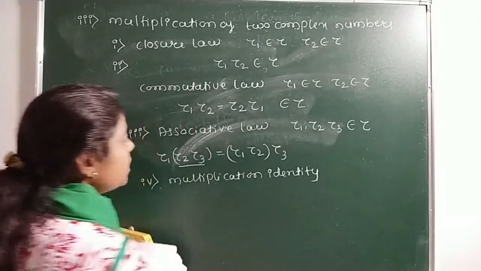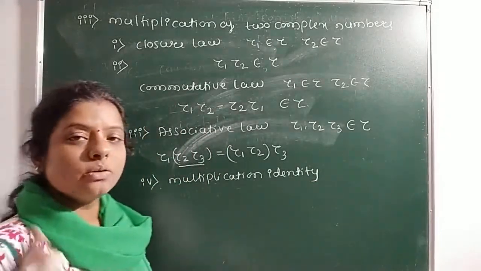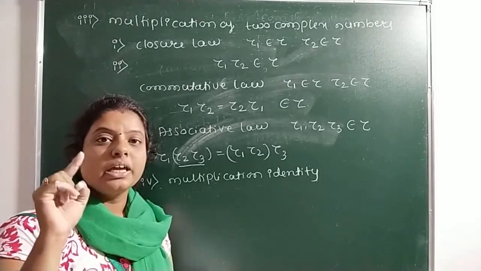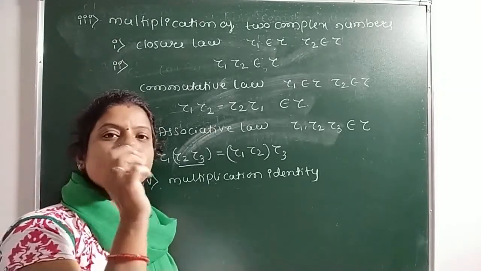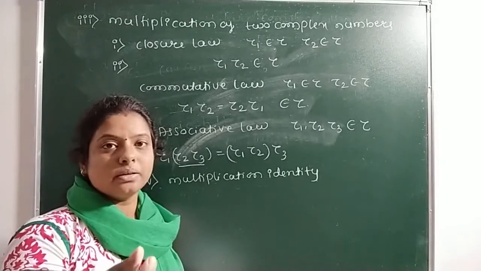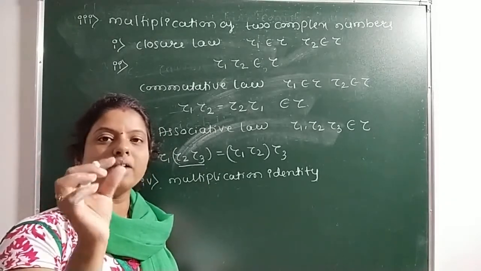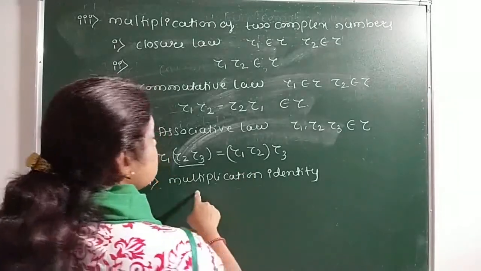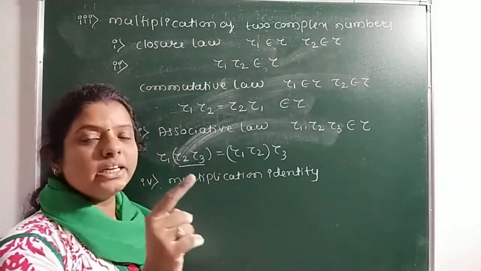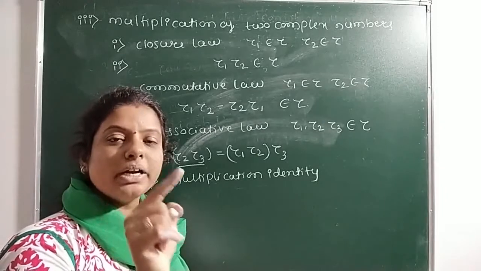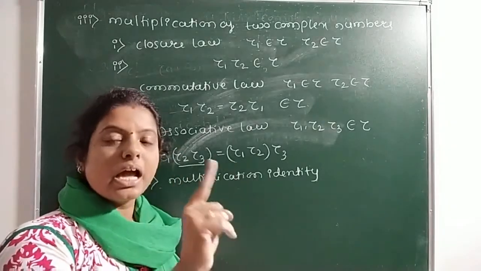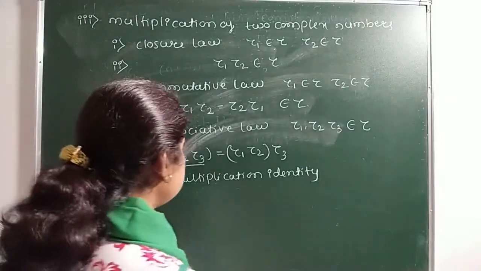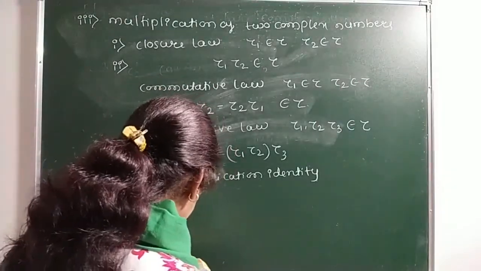The multiplication identity is the same idea as in addition. The addition identity is 0: if we add 0 to z, we again get z. Similarly, for the multiplication identity, if we multiply 1 with z, we again get z.